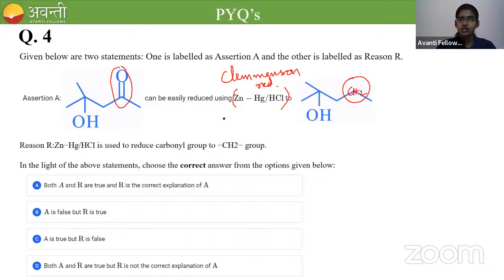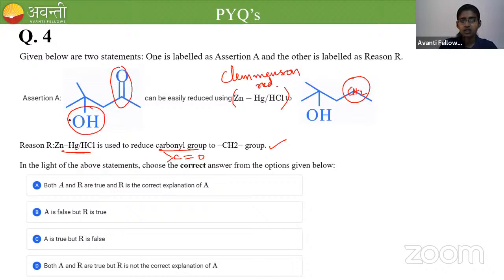Clemmensen reagent reduces the carbonyl group to CH2 group. That is correct. Option A. Okay, let's check. So the reason is correct. The zinc amalgam is used to reduce the C double bond O carbonyl group to CH2 group. So reason is correct. But you see the assertion, here we are having OH group also, alcohol we are having.